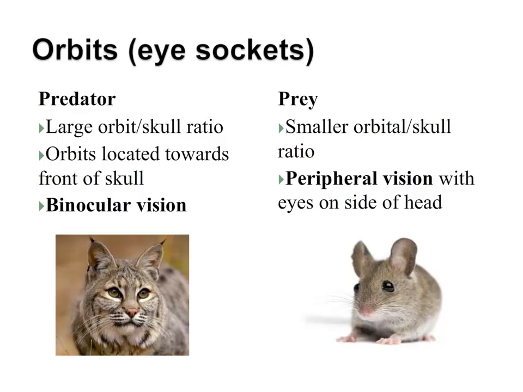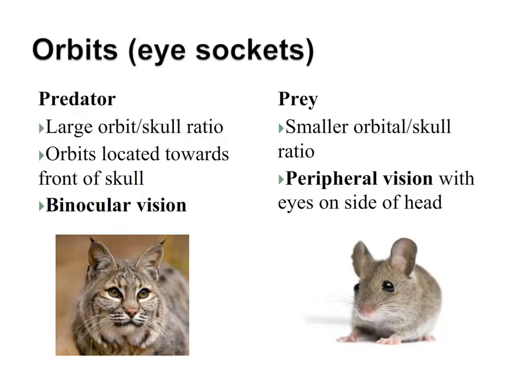Another thing is the orbits, the eye sockets themselves. The size and the positioning is also very important. So in a predatory species, for example a lynx, they have large orbit to skull ratios, so the eyes take up comparatively a much larger proportion of the skull. The orbits are located towards the front of the skull, which means that they have binocular vision, which is overlapping vision points. That allows depth perception. That allows the ability to gauge your jumping, so you can jump on your prey species. So binocular vision, of course, allows for very complex and dexterous movements.